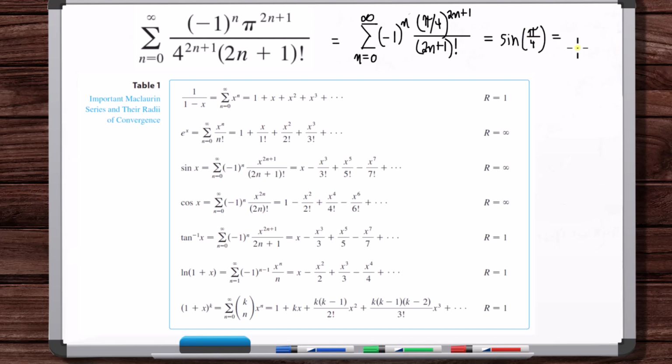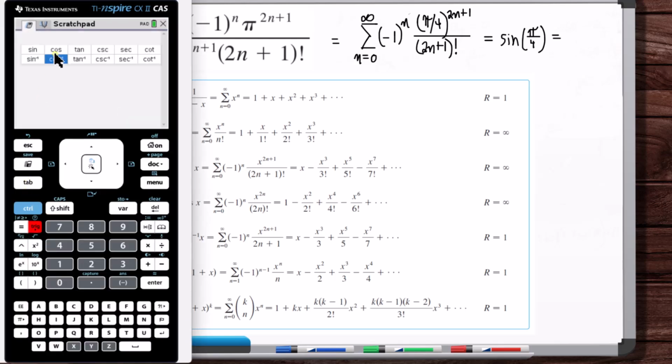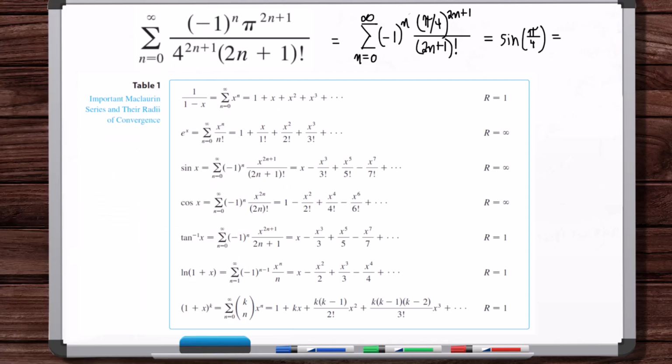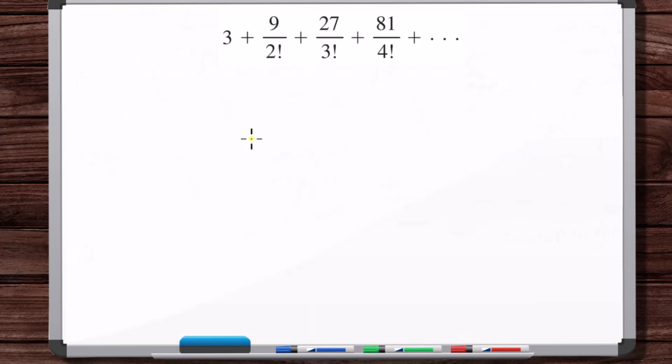Which is root 2 over 2. This infinite series here is equal to root 2 over 2. Okay, so here, what is this series?